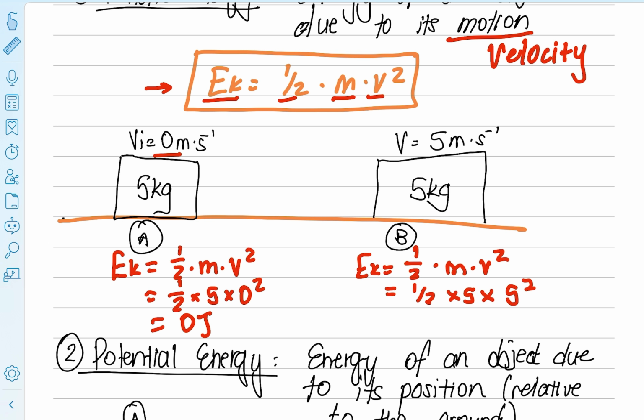So not most times, all times when an object is moving, it has kinetic energy. When it's not, it doesn't. So the kinetic energy here would be 62.5 joules, right? It's energy, guys. So remember, the SI unit would be joules.